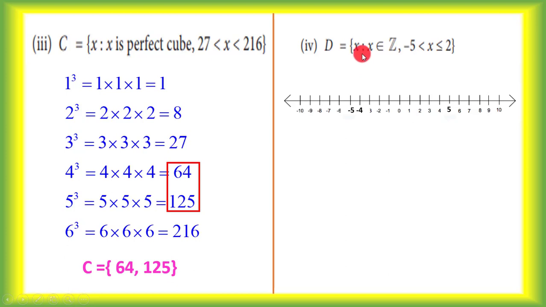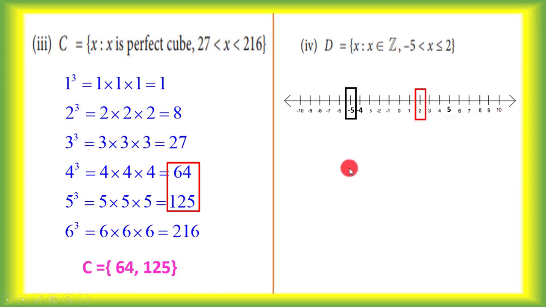Here, set of all x such that x belongs to Z and x is in between minus 5 and 2. Listen, here the symbol is less than or equal to 2. So 2 is included. But minus 5 is not included. Look at this one. Minus 5 is not included, so I represent this one by using a black box. Here 2 is included, so I color it in red color.